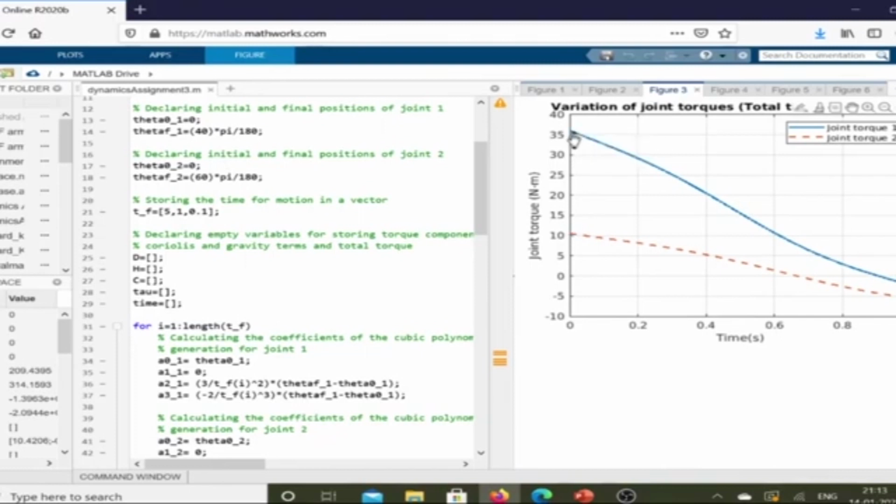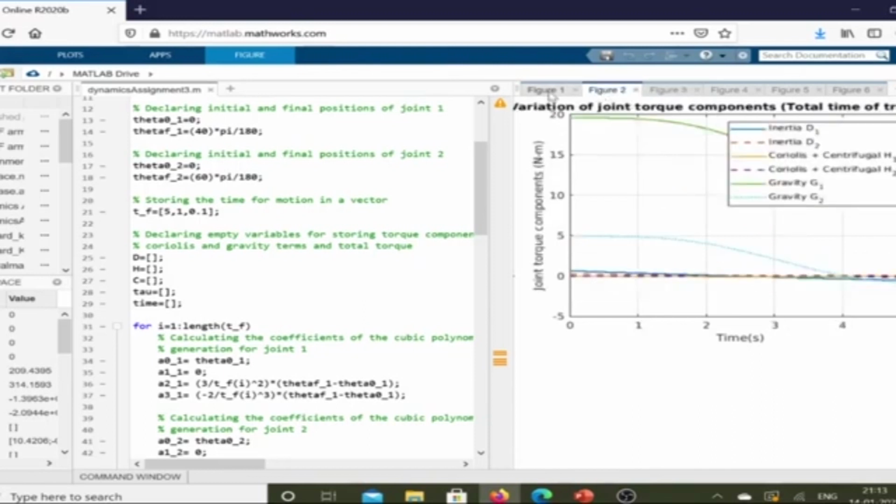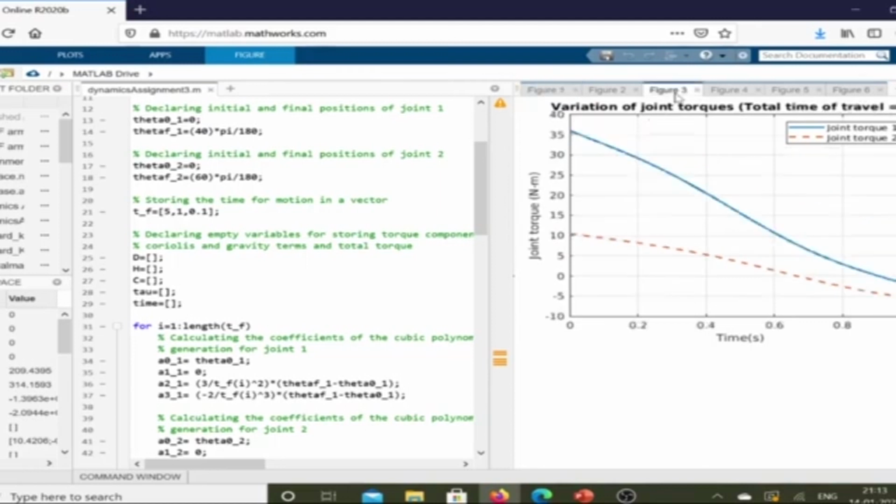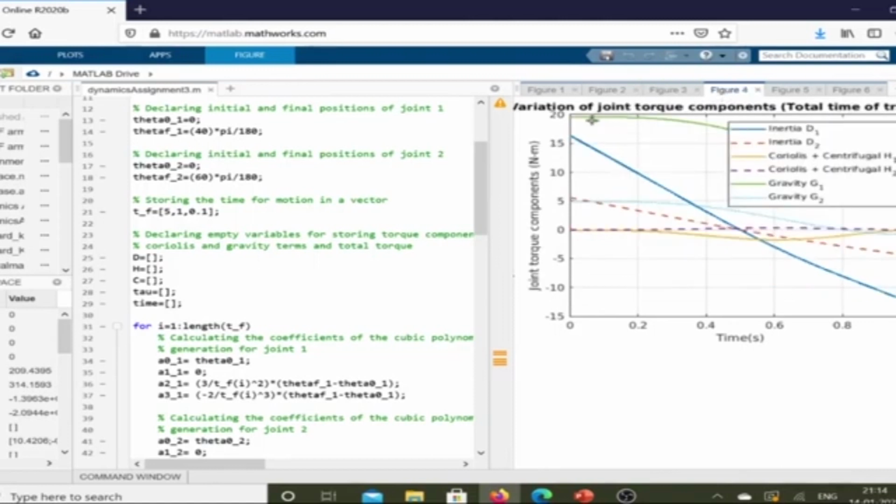In case of 5 seconds, it was 20 only. So in case of 5 seconds, how much was it? In case of 5 seconds, it was 20. Okay, the joint 1 torque, and the joint 2 torque was 5 in case of 5 second motion. In case of 1 second motion, your joint 1 torque becomes 35 and your joint 2 torque becomes 10. Okay, why has it become like that? Because your gravity component has remained the same. It is 20. It is the acceleration component which has increased.